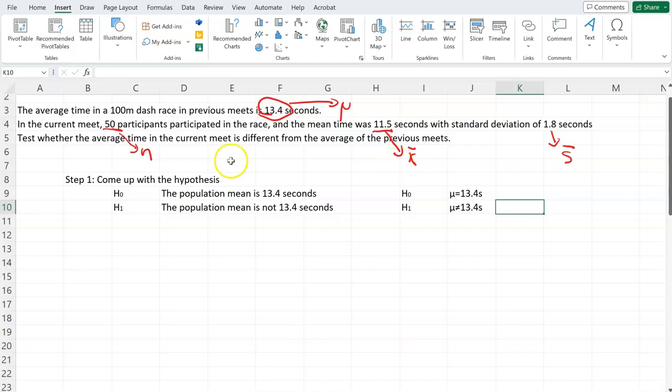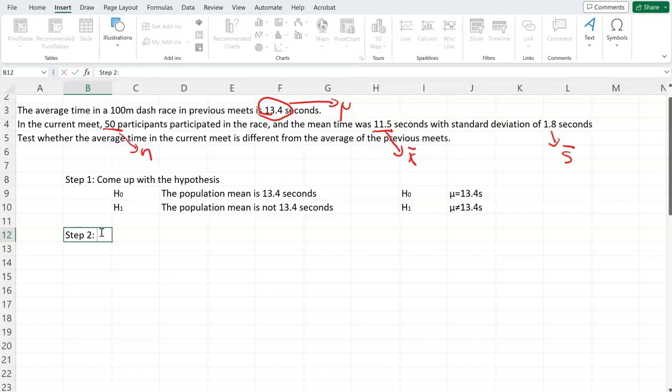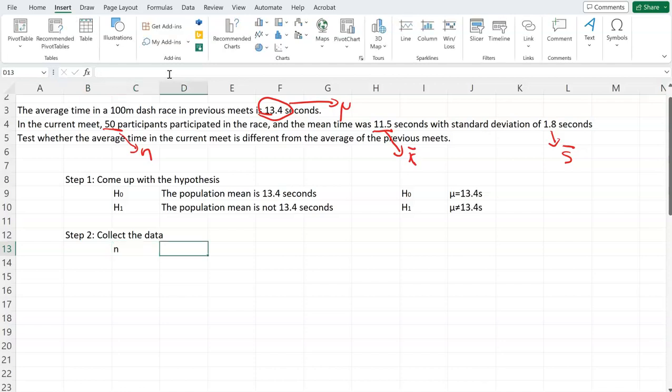So that was step 1, I come up with the hypothesis, and then step 2 is I collect the data. So I collected the data. My n is 50, my x bar is, as I wrote, 11.5 seconds, and my s is 1.8 seconds. So now we have to test whether this x bar is any different from the population mean that we have seen in previous meets.